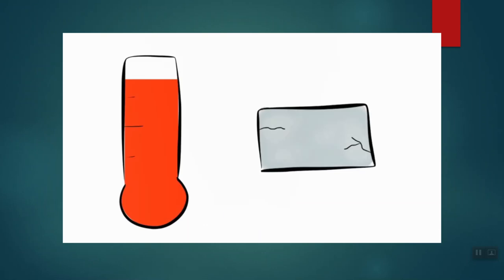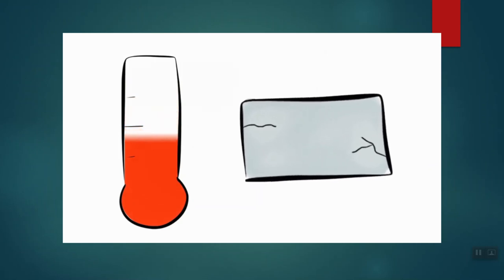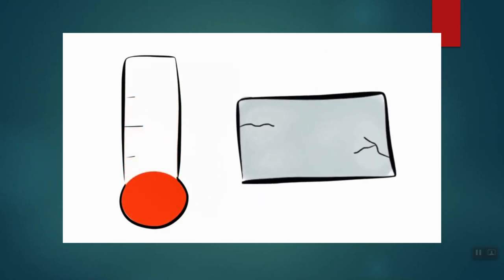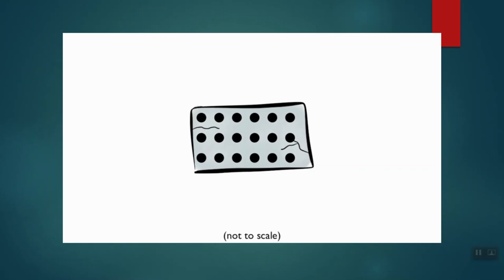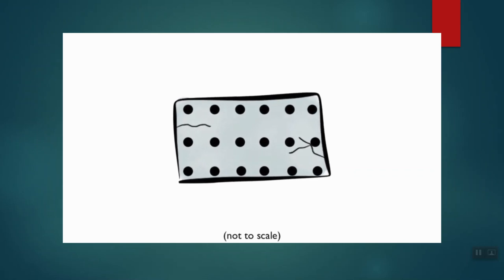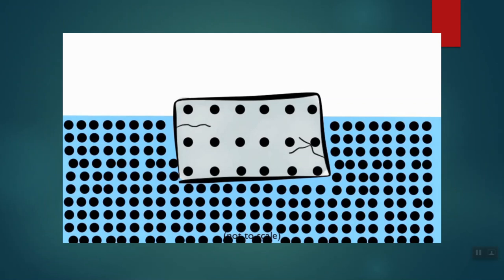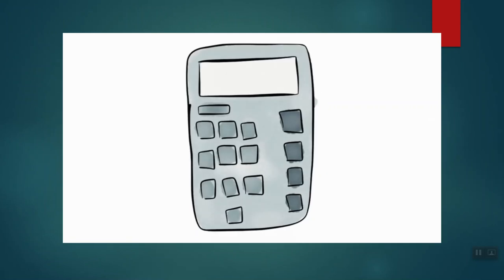Density also explains why ice floats. If you freeze water, it expands. Let's use the black dots to represent the atoms in water. When you freeze water, no new atoms are added. So because of the expansion, there is more room between the atoms. Compared to the atoms in liquid water, the atoms in the ice are not as tightly packed together, causing the ice to float.